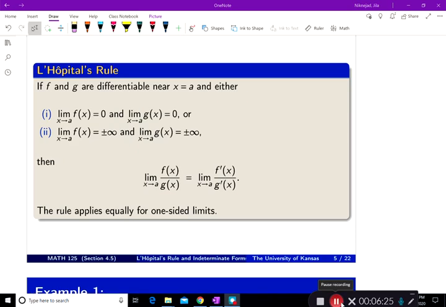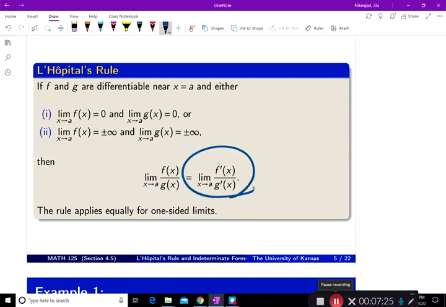So L'Hopital rule is this: if f and g are differentiable near x equal to a, and either the limit of f of x is equal to 0 as x approaches a and the limit of g of x is equal to 0 as x approaches a, or the limit of f of x is equal to plus or minus infinity as x approaches a and the limit of g of x is equal to plus or minus infinity as x approaches a, then the limit of the quotient in either case is equal to the limit of the quotient of the derivatives. That is, the limit as x approaches a of f of x over g of x is equal to the limit as x approaches a of f prime of x over g prime of x, if this second limit exists.